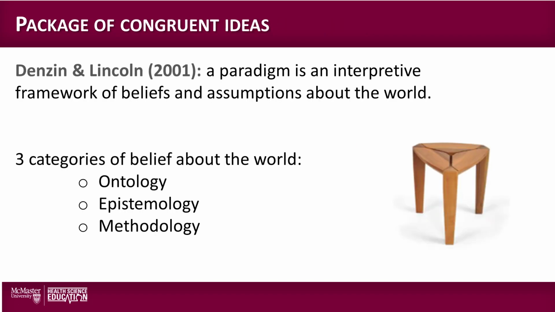So I mentioned before that a paradigm is a package of different beliefs. Denzin and Lincoln, who are two very prolific writers on qualitative research, have described three different categories of belief about the world. These are three interrelated ideas that support every other aspect of your research. Those three categories of belief are ontology, epistemology, and methodology. We're going to talk about them one by one, and I've used a silly example to help you see and remember the difference between these three categories, but we'll talk about how they apply to research as well.